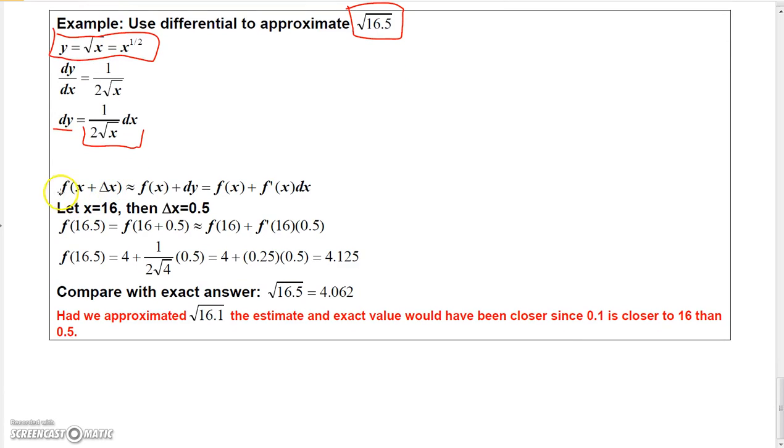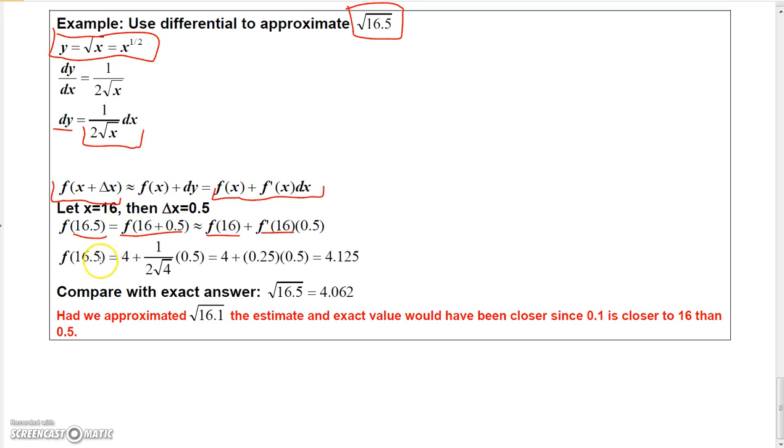Now, we saw that f of x plus delta x is approximately f of x plus f prime of x times dx. Let's let x be 16 and delta x be 0.5. That way we would be looking for f of 16.5. So basically we're looking for f of 16 plus 0.5, where 0.5 is the delta x. From here, that's going to be f of 16 plus f prime of 16 times 0.5, the delta x.